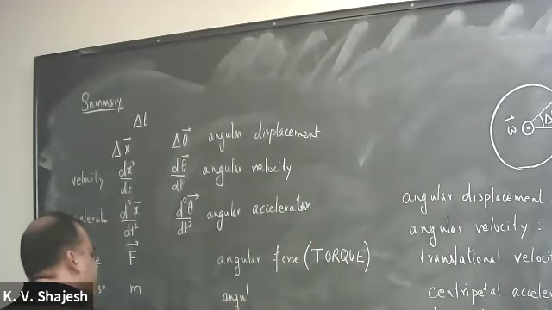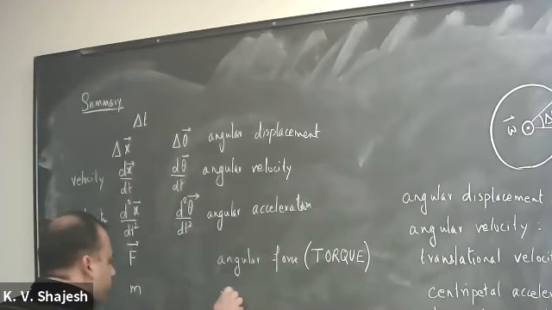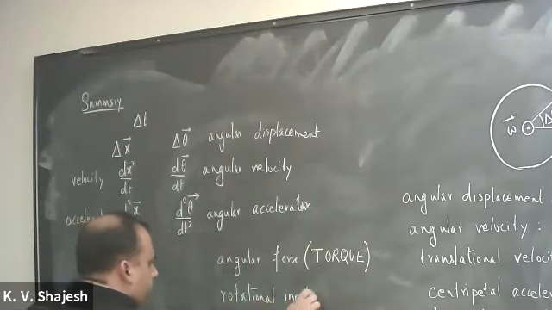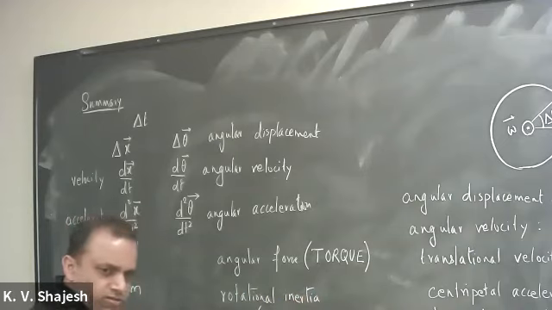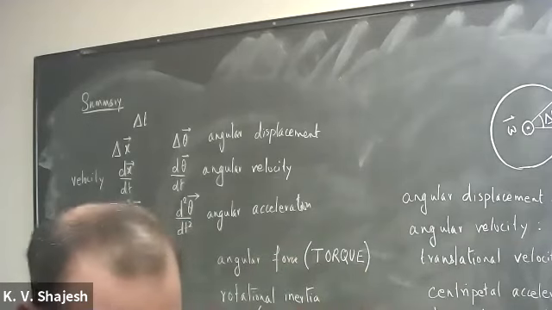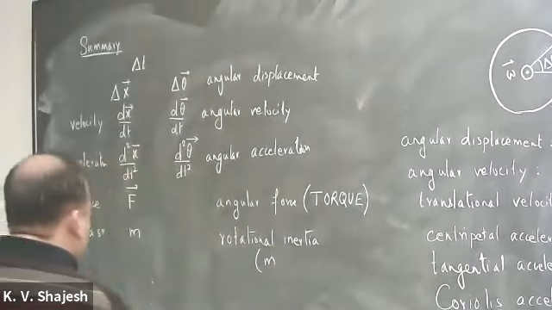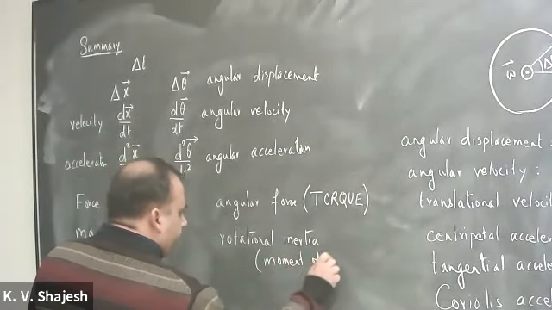Or sorry, rotational inertia, right? So this is inertia to translational motion. So this is rotational inertia. It is also called moment of inertia. So that's moment of inertia.